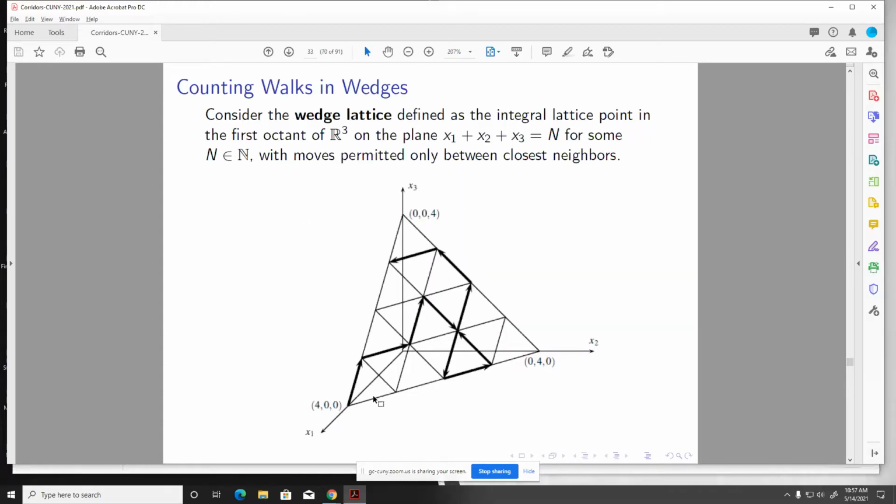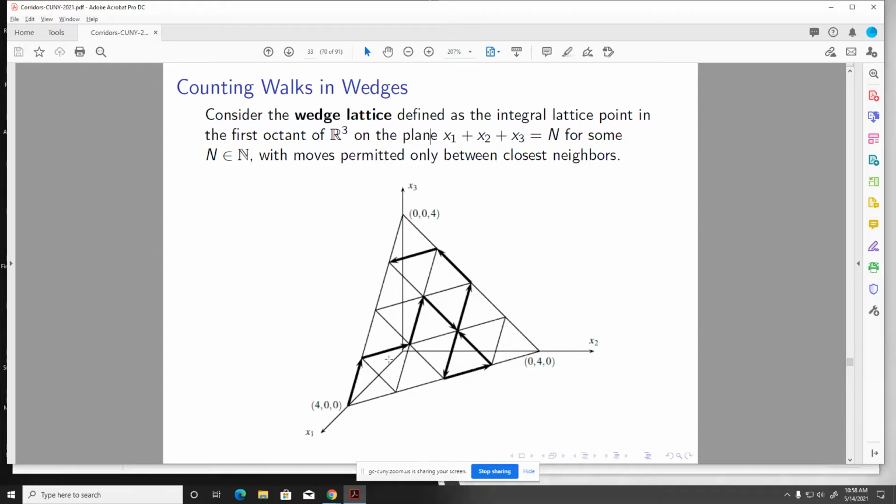Finally, today I want to talk about walks in these wedge lattices. A wedge, for our purposes, is the plane where you sum the variables and it equals some constant, but we only look in the first orthant, or octant in this case. And so that's a wedge.